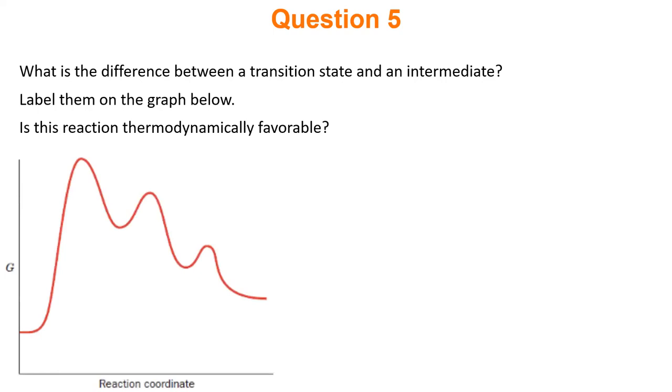Okay, question five. Here's some hands-on practice for you to understand the transition state diagrams we were talking about. So I want everybody to take a few minutes here and label the transition states, label the intermediates, and determine if this reaction as shown is spontaneous or not. Is it thermodynamically favorable? So take a couple minutes, see if you understand those transition state diagrams, those reaction plots we were talking about. If you get confused, please let me know.